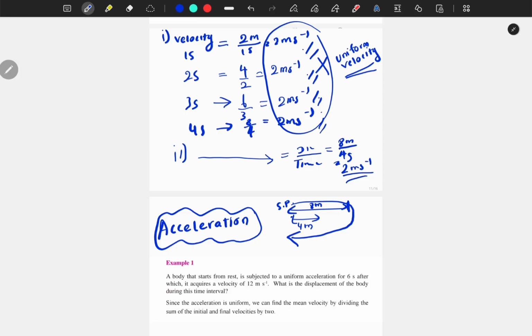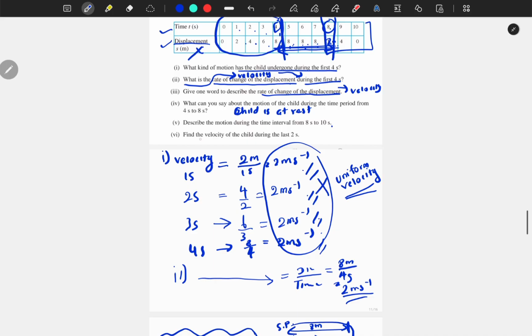He come back to the same point which is he already start his journey. Okay? That's why the displacement becomes 0. So what can you say about that? Describe the motion.